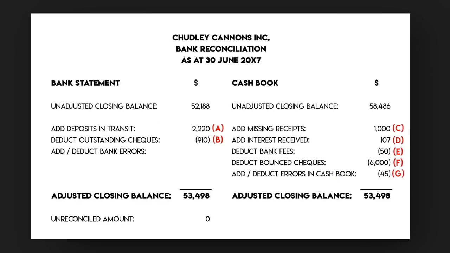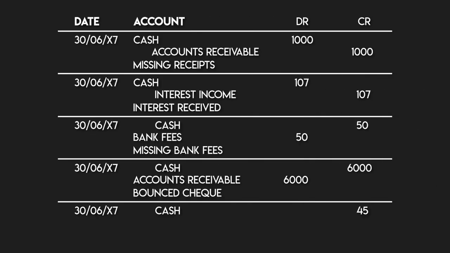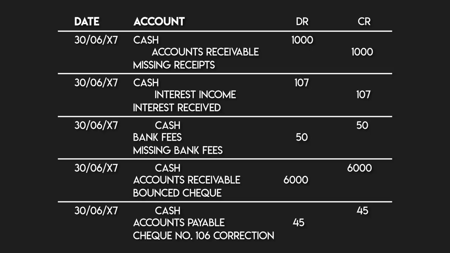And on to the final journal. This one is for transaction G, which is an error that we need to correct. We had mistakenly recorded a check payment in our cash book at $7,005, which was actually meant for $7,050. So we need to credit cash to recognize the higher payment value and debit accounts payable to bring those down.